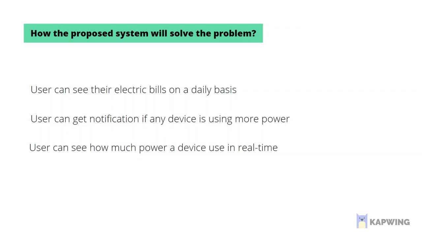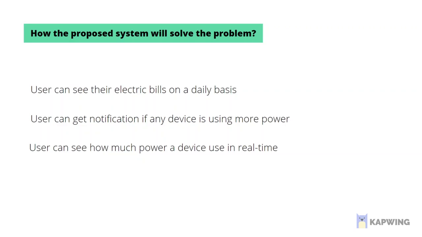So in this way, I can track my bills, and if it goes higher, I can reduce the use of the device so that I can save some money at the end of the month. Second, the user can get a notification if any device is using more power.